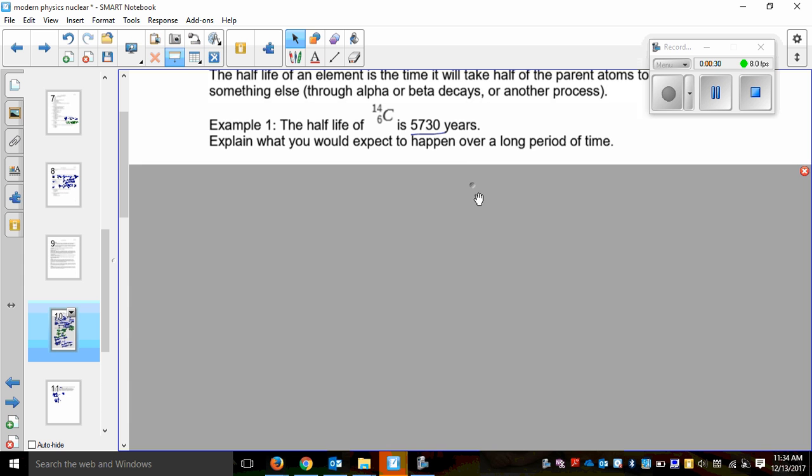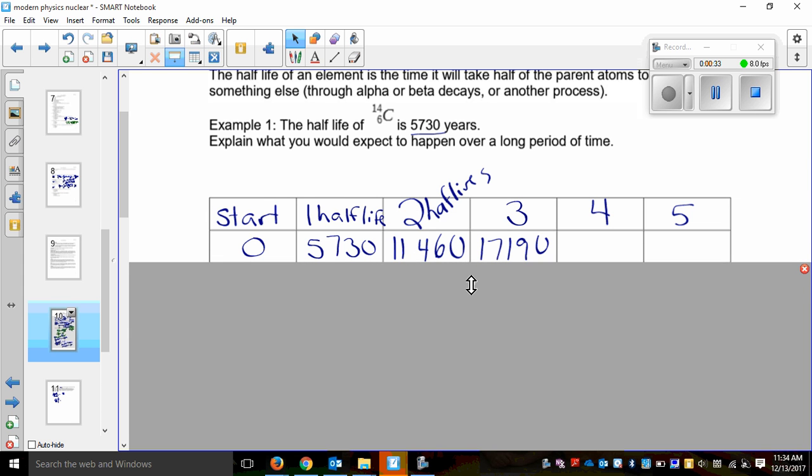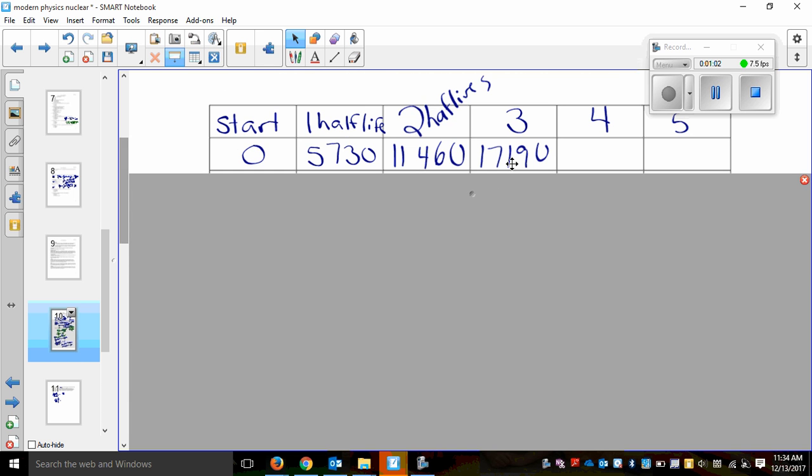So you have a chart here, and at the start, 0 years have passed. After one half-life, you would have 5,730 years. After 2 half-lives, we would add another 5,730, add another 5,730, and I want you to fill in the chart the same way. Keep adding 5,730.